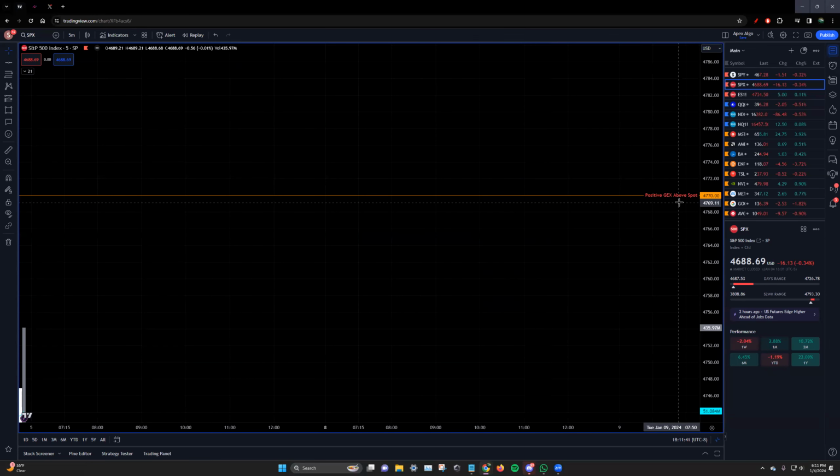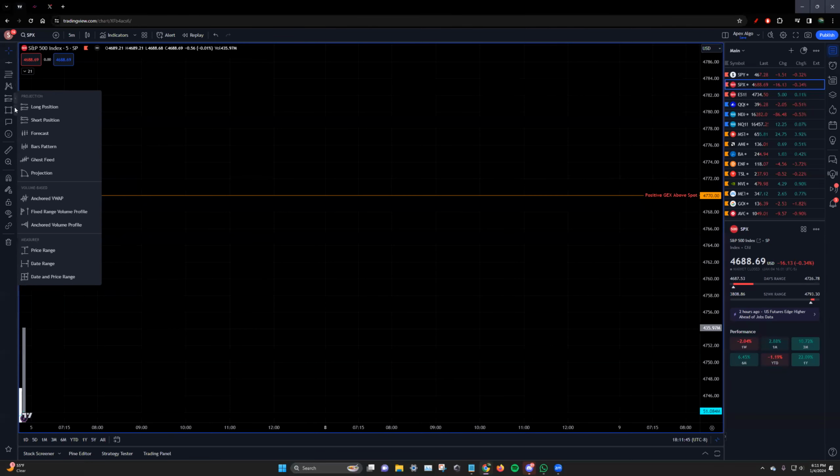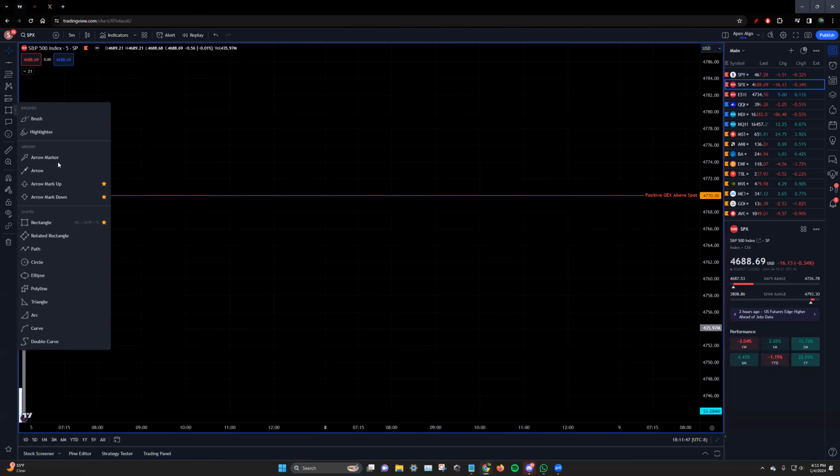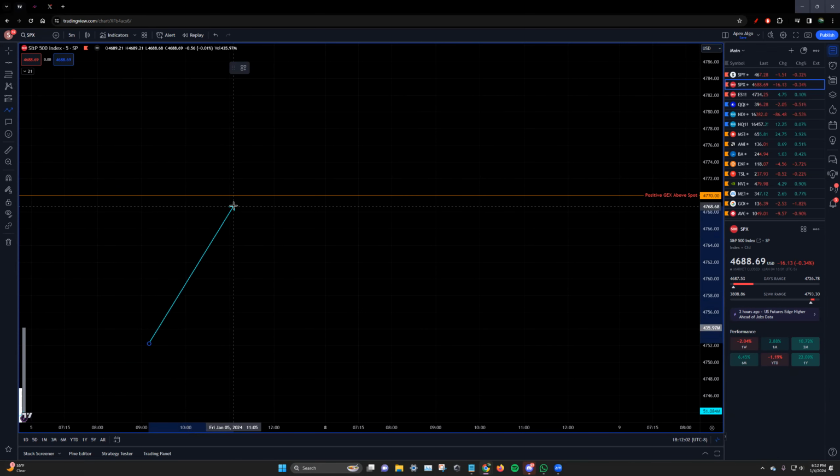So with positive GEX above spot, what happens? Let's say our approach is coming from below, right? Since, as I said, it's positive above spot. Where is the path tool? Here we go. So let's say we're right here. What happens with positive GEX above spot? It will act like resistance and it will flip and turn to support if you break above it, right?